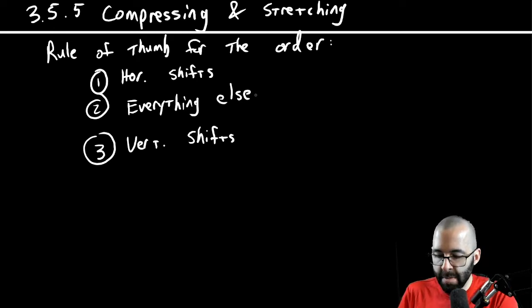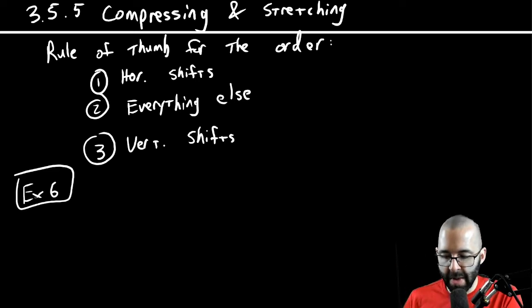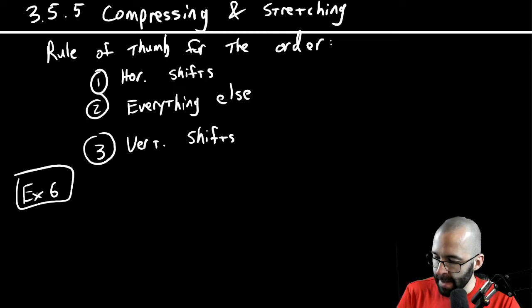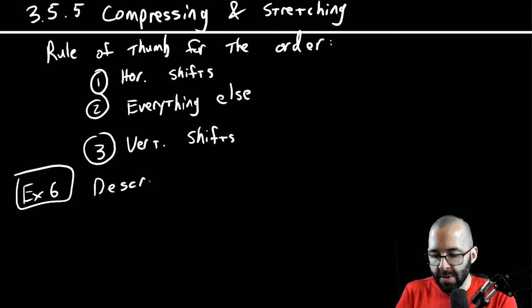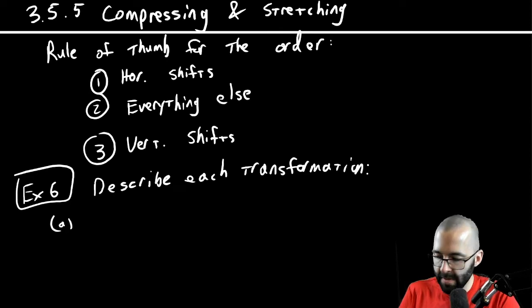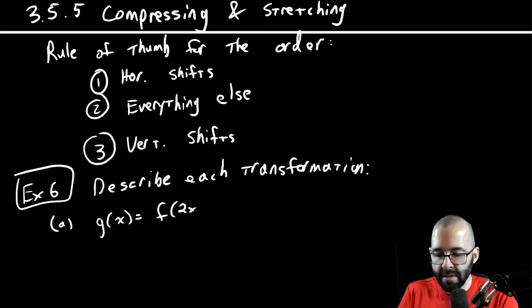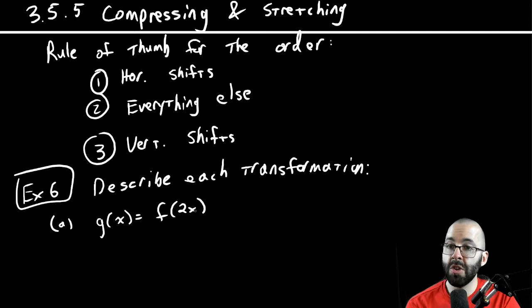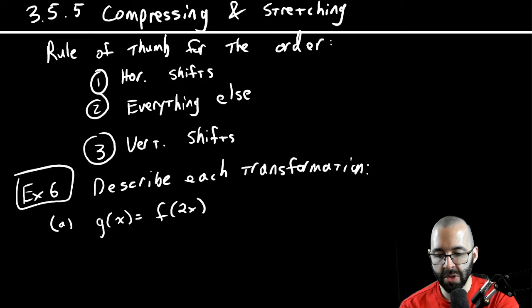So let's combine all of this. I don't know what example number we're on. I'm just going to make it up and say example 6. Example 6, first, describe each transformation. Describe each transformation and give the transformations in the right order. Part A is going to be g of x equals some function with a 2 being multiplied on the inside. All right, so 2 being multiplied on the inside.